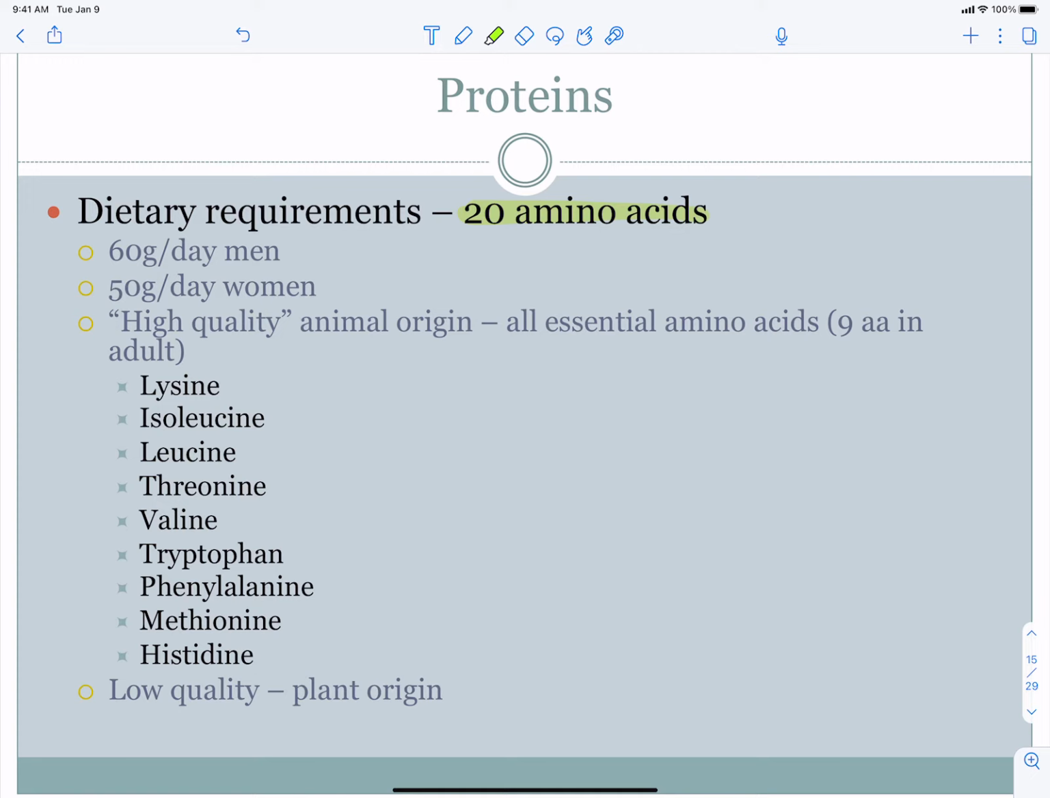If you are not eating those high quality animal origin proteins, and you're eating plants because you're a vegetarian, you have to make sure that you have enough input from different plant sources to have all the essential amino acids, which in the case of adults, there are 9 essential amino acids. Of the 20 amino acids, 9 are going to be essential, and they're listed here. You have your branched chain amino acids, isoleucine, leucine, and valine. You have lysine, threonine, tryptophan, phenylalanine, methionine, and histidine.